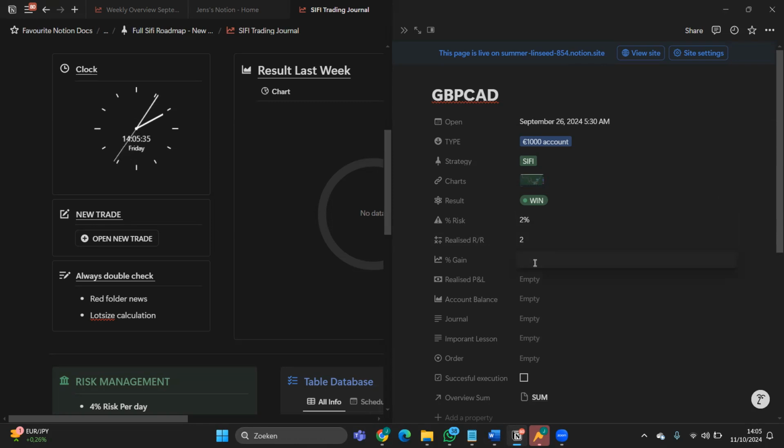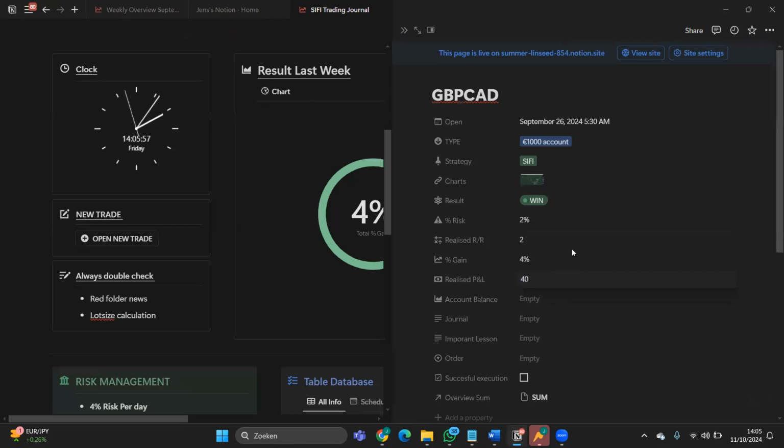The percentage gain will then naturally be 4, because if we're risking 2% and we're making 2 times 2, 2 times 2 equals 4. Then the realized profit or loss is in this case 40. Let's say you make a loss, you will just fill in minus 20. For you guys to know, but in this case it was 40, so there is no minus needed here. And then the account balance, if we start at 1,000 and we make 40 in profit, we'll have 1,040.